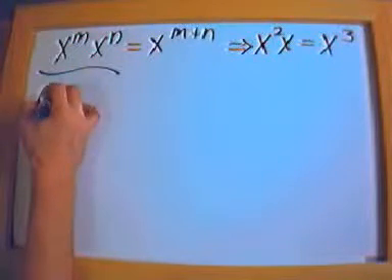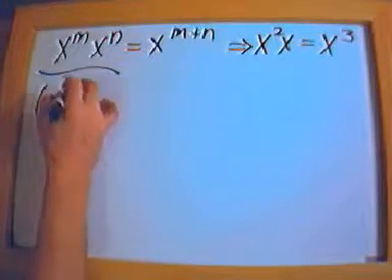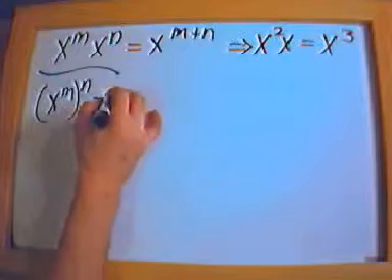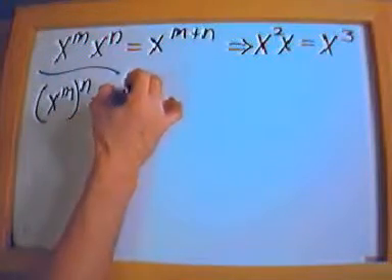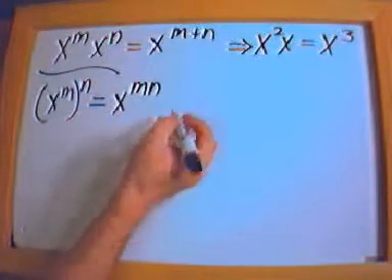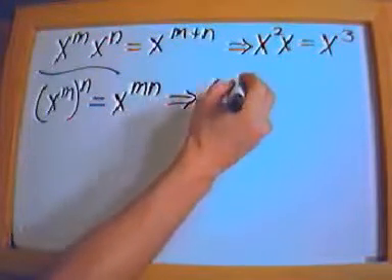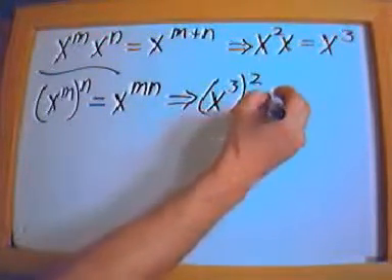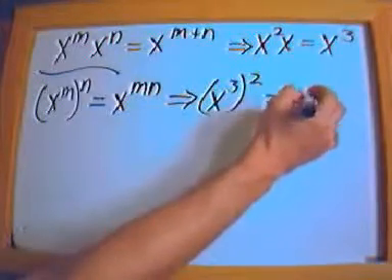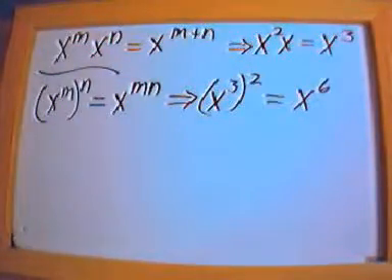If I have something like x to the m raised to the nth power, that's the same thing as saying x to the m times n. And that one is kind of like x to the third raised to the second power, which is 2 times 3, is x to the sixth, the same thing we were doing earlier. Okay?